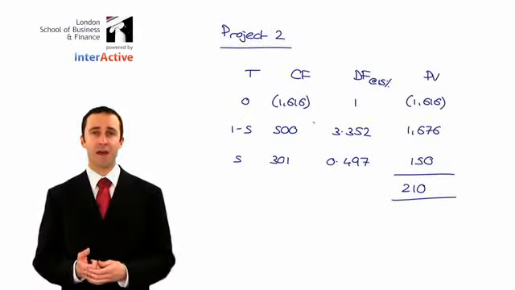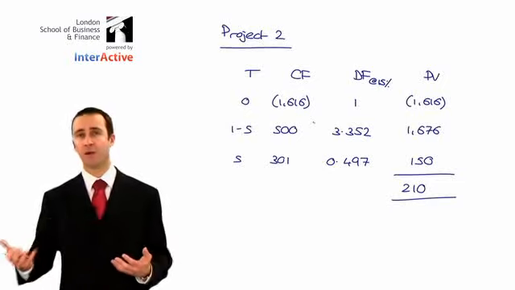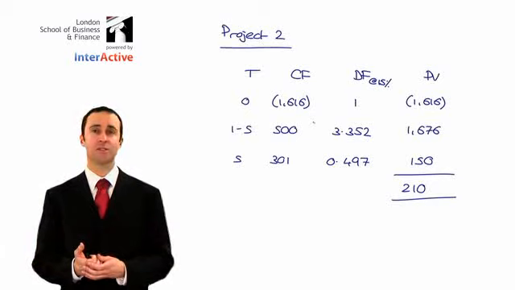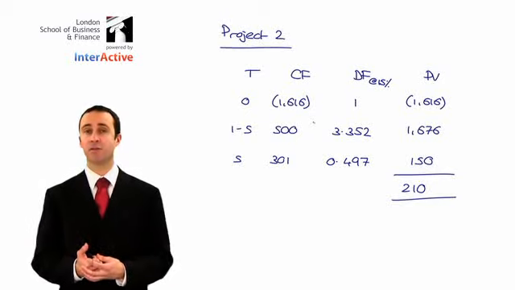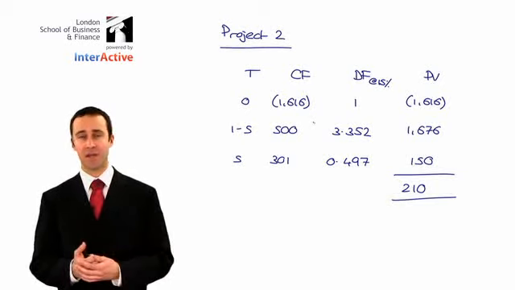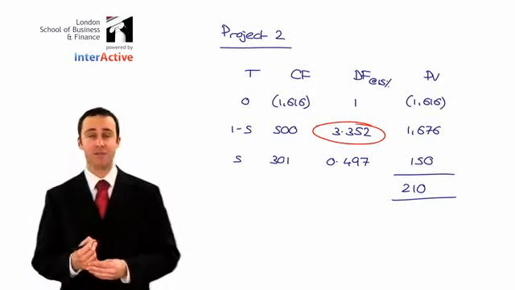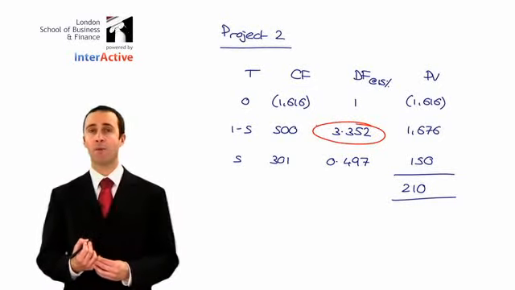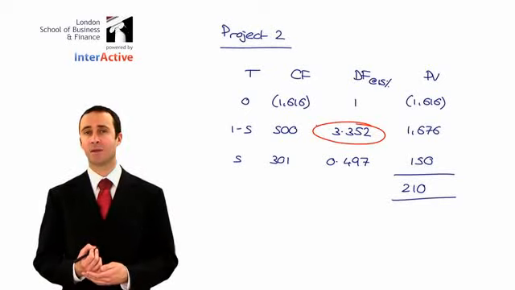So what we have there is our initial investment of 1.616 million at T0. Present value 1.616 million. You've got then your constant annual cash flows of £500,000 for each of years 1 to 5. And we multiply that by exactly the same annuity factor that we had in Project 1, an annuity factor from 1 to 5 at 15%.